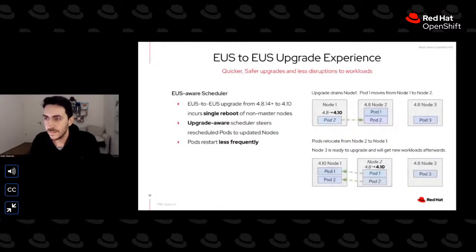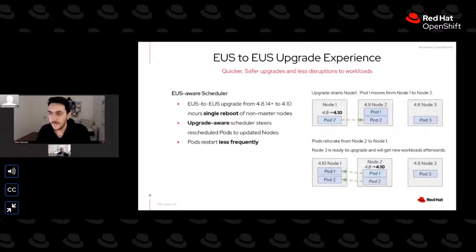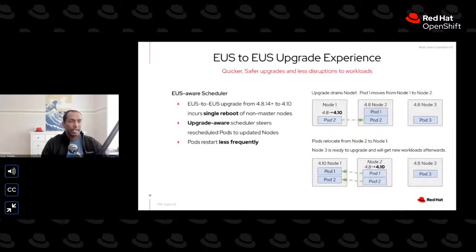Hi, I'm Subin. For OCP 4.10, we have a quicker, safer, and less disruptive upgrade experience when you're going from extended update support version 1 to another. In the diagram, you'll notice node 1, which is on OCP 4.8, skipping version 4.9 when it upgrades to 4.10. So you have a safer upgrade and a quicker upgrade, which involves just a single reboot of the worker node.